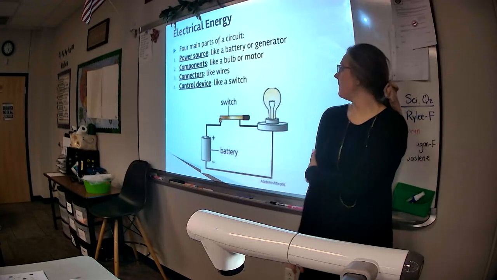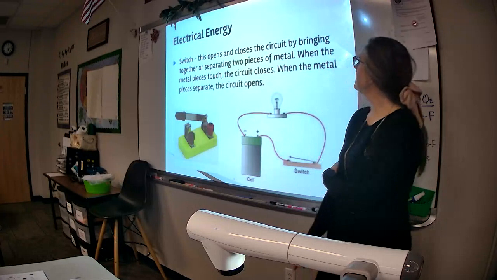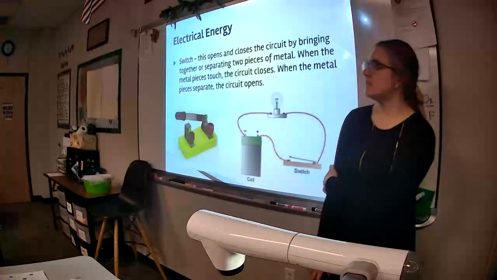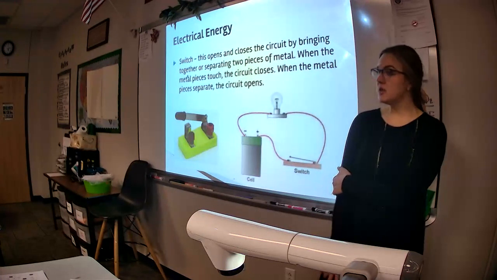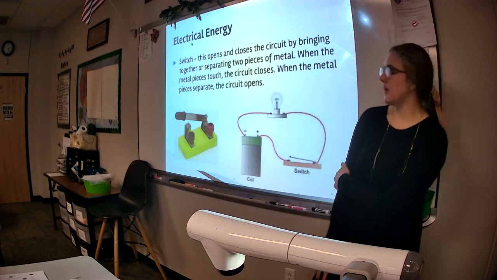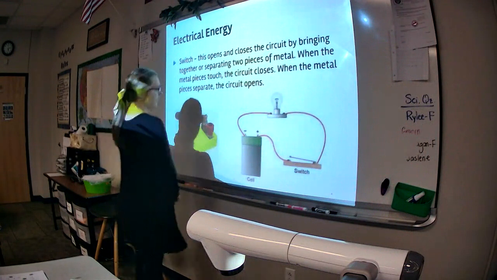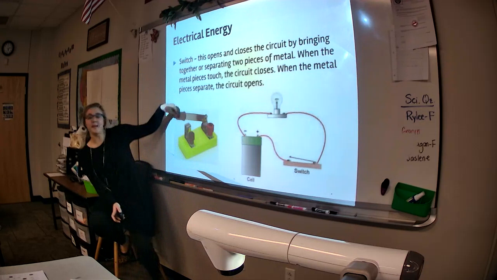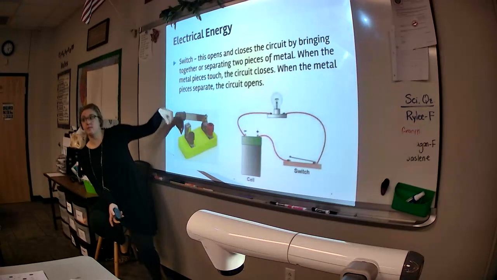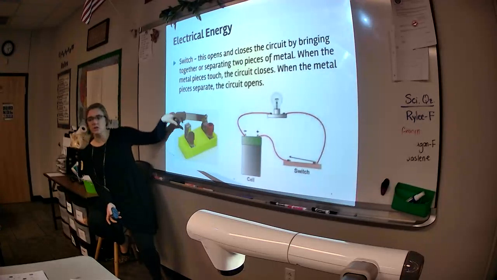Almost. All right. Last part for today, the switch. The switch opens and closes the circuit by bringing together or separating two pieces of metal. When the metal pieces touch, the circuit closes. When the metal pieces separate, the circuit opens. So, kind of the old school way is this lever right here. Notice the part that you grab is covered in rubber, an insulator. So that when you close the switch and cause these two pieces to touch, you're not going to get shocked by the electricity.